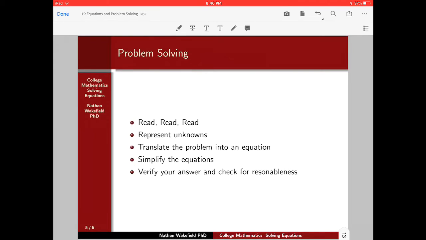Once you've chosen what letters to represent your unknowns, you want to translate the problem into an actual equation. After you've translated into an equation, you can simplify your equations. And then the final step that oftentimes people forget is to actually double check your work. Make sure that your answers are reasonable. If you follow these steps, these at least get you started on problem solving.